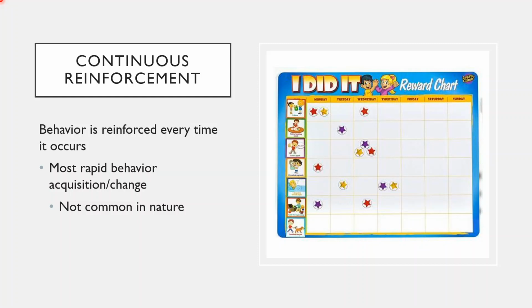Continuous reinforcement is also not possible in many lab-based situations. It is, however, great for shaping behaviors. Remember learning about shaping in the last unit? This is the most efficient way to shape a new behavior.